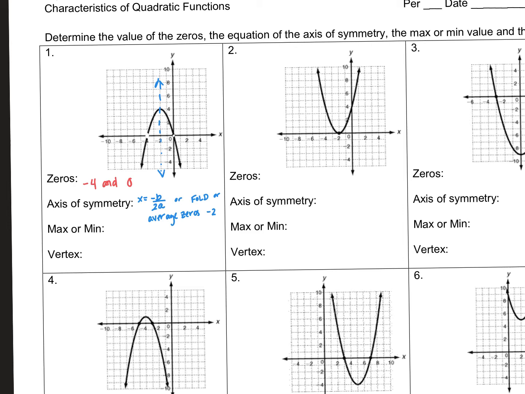And then for the max or min, we're looking to see if it has a highest point or a lowest point as the vertex. This is definitely a maximum. And if we find the vertex, it's at -2, 4. -2 on the x, 4 on the y. And remember, the maximum or minimum is a y value. You could take it right from the vertex. So it has a maximum at 4. It's like the height of it. The height is at 4.